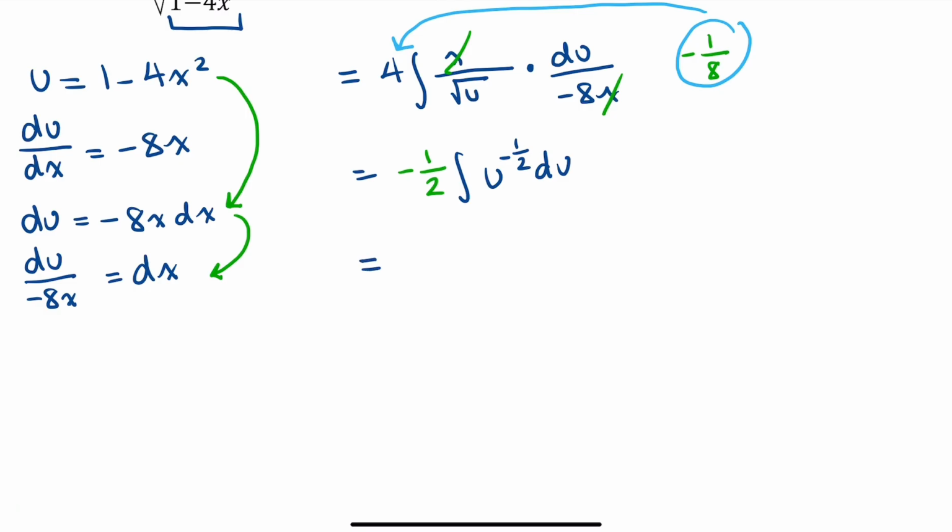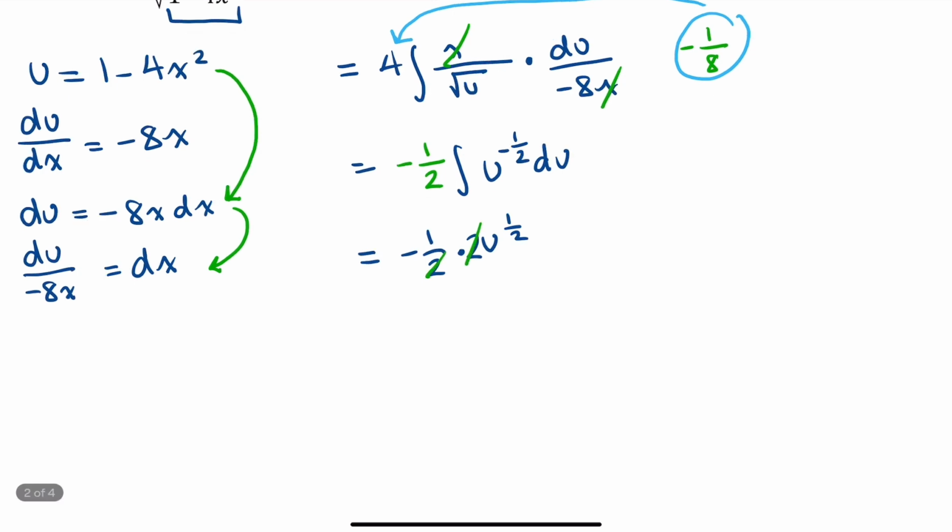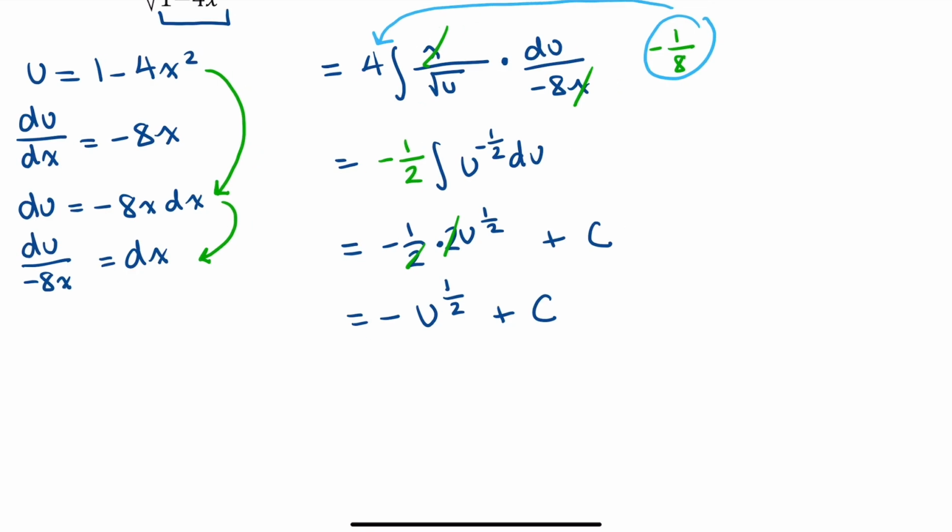And then using the power rule for integration, we know that we just add 1 to the power and divide by that power. So we have u to the 1/2 divided by 1/2, which is the same thing as multiplying by 2. And as you can see, the 2's simply cancel out, and we're left with negative u to the power of 1/2. And don't forget your constant of integration, c. I always forget to add that.